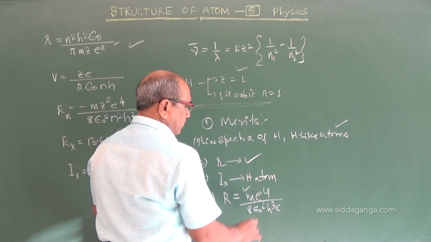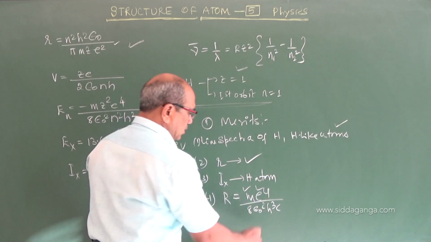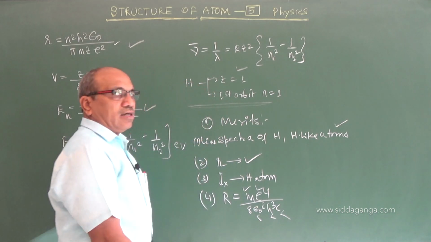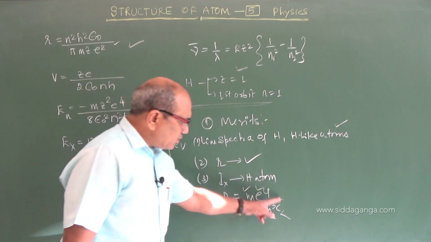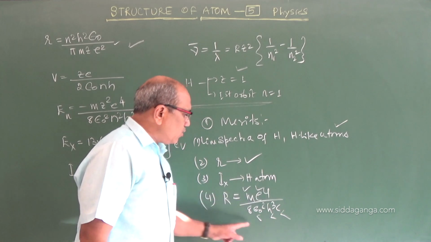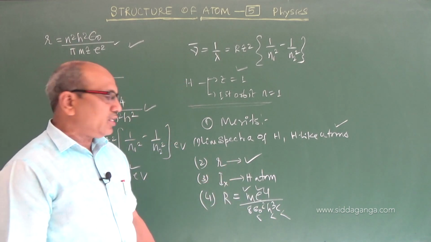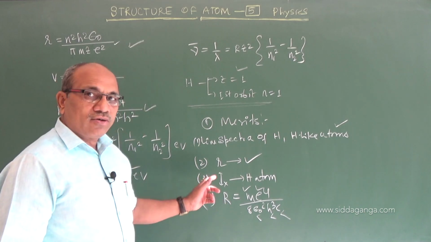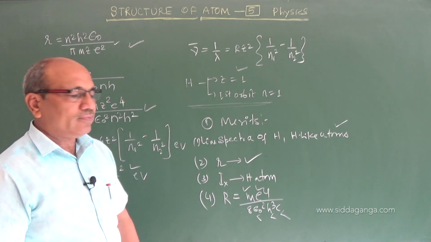Mass of electron, charge of electron, Planck's constant, speed of light, electrical permittivity, all are constants. A combination of many constants gives one value, which we have taken as the Rydberg constant. This is also found to be in very good agreement with the experimental value.